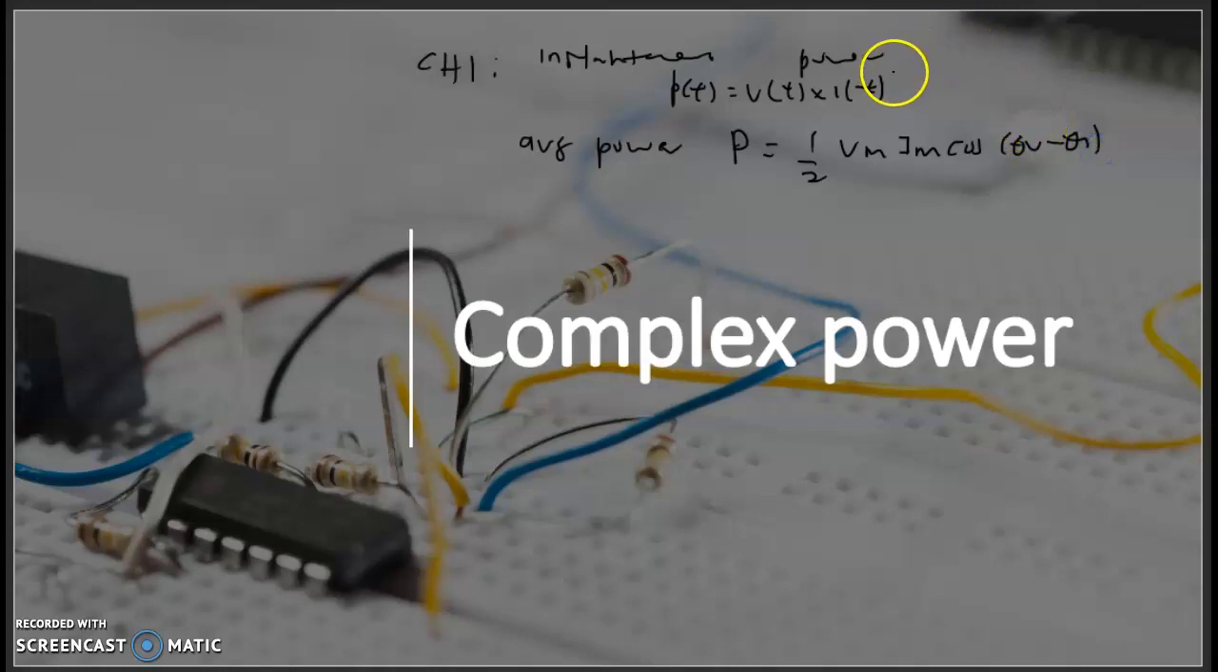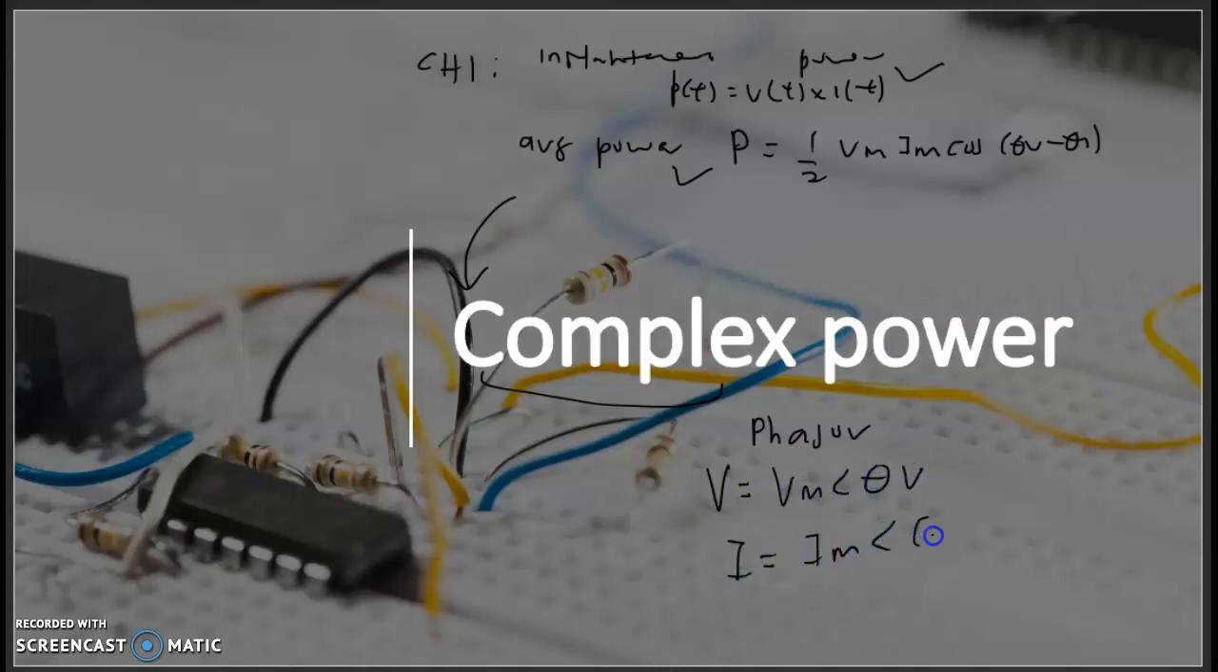Okay, so from the ones that we have learned before, instantaneous and average power, now we move to another term, that is what we call complex power. When talking about complex power, you're going to deal with what we call phasors. So you have V in the phasor is Vm angle theta V, current is equal to Im angle theta I. And then how to calculate the complex power from the phasors.